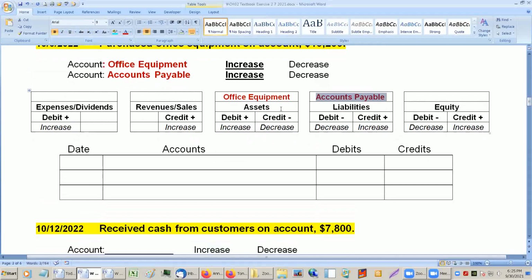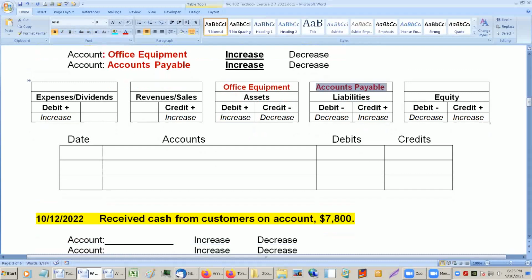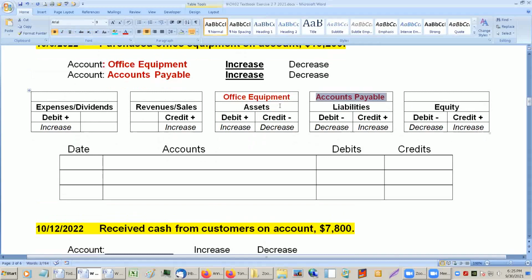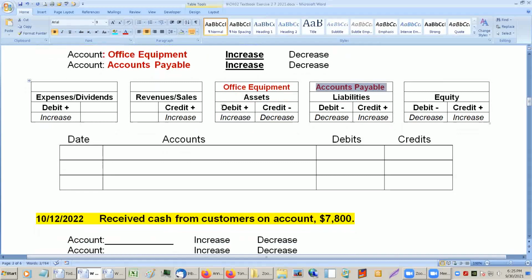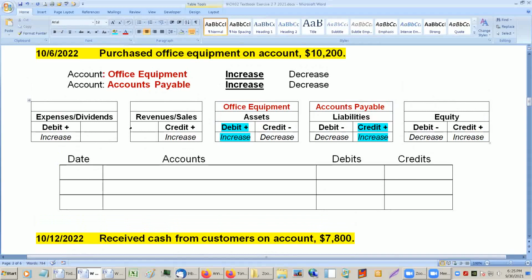Okay, so I'll say up with a debit. Accounts payable is going up with a credit. You notice they're both increasing, but one's doing it with a debit, one's doing it with a credit. Okay. Increase. Yeah, that's what I'm saying.